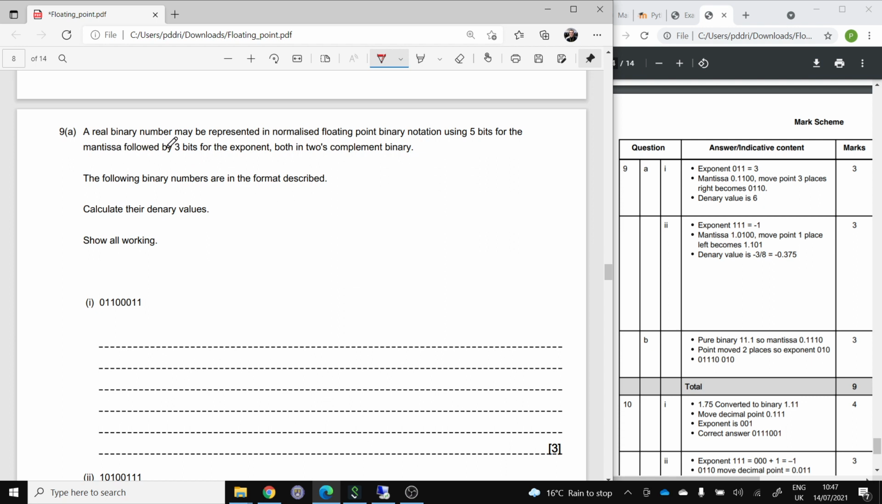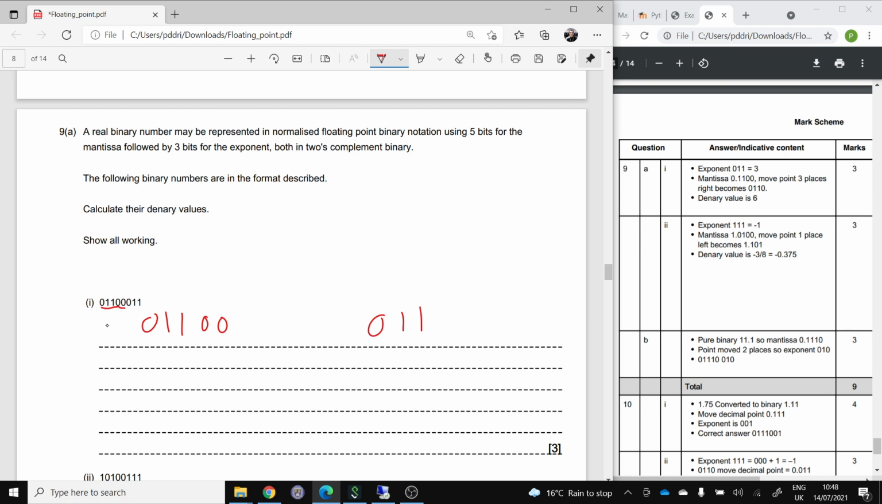A real binary number may be represented in normalized floating point binary notation with 5 bits for the mantissa and then 3 bits for the exponent, both in 2's complement binary. Okay, so we have 5 bits for the mantissa first. 1, 2, 3, 4, 5. 3 bits left over, so that's the 5 bits for the mantissa. 3 bits left over for the exponent, 0, 1, 1.